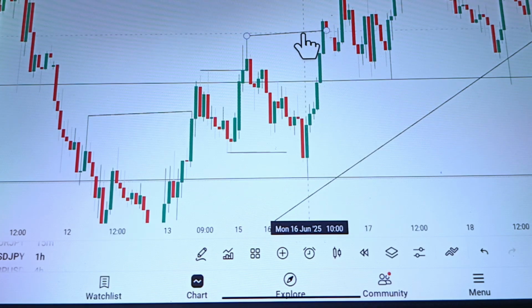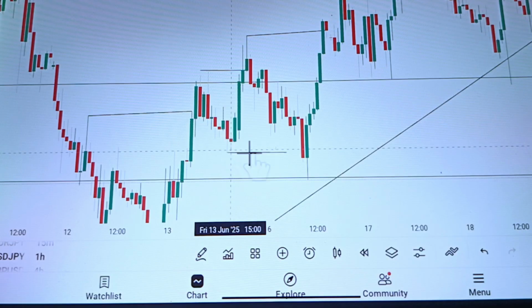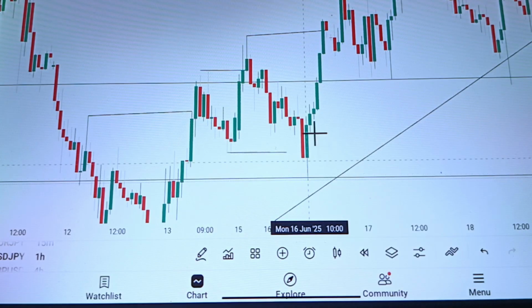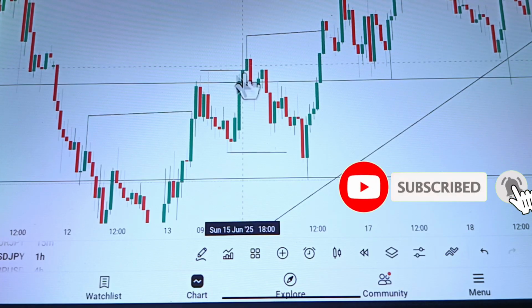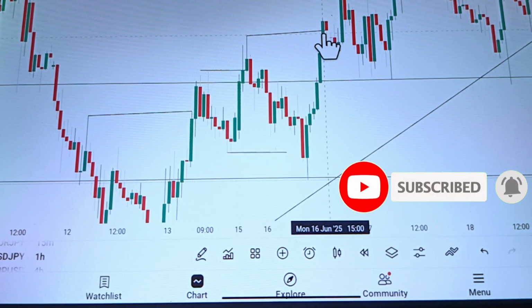Now, why is this one a valid break of structure? Because the market actually swept this particular low. After the sweep, the institutional traders took over and bought the market, not giving the sellers a chance, and pushed the market up to break structure with a full body candle, not a wick. Not this wick, but a full body candle as a break of structure.